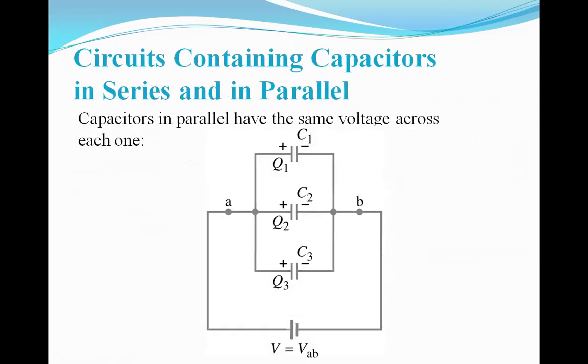Let's talk about the condenser. Capacitors in parallel have the same voltage across each one. If you measure the voltage across each capacitor, it will be the same. Suppose we say VAB, the potential difference across AB. So across condenser C1, or C2, or C3, the potential difference will be the same when C1, C2 and C3 are connected in parallel.